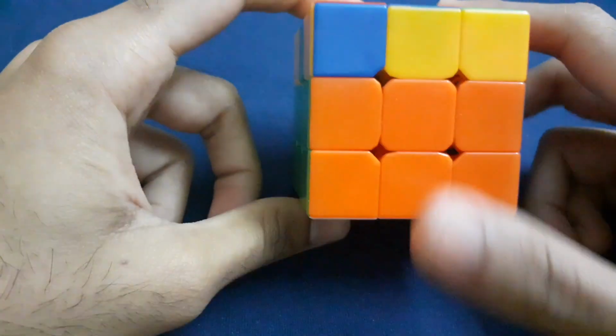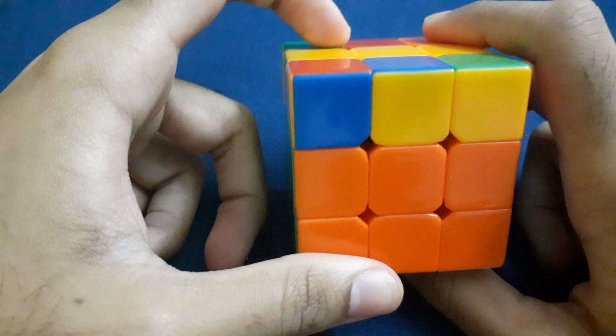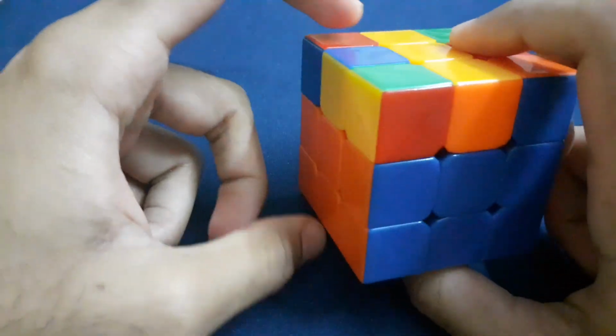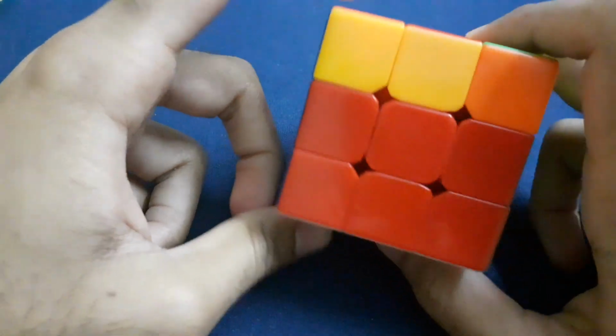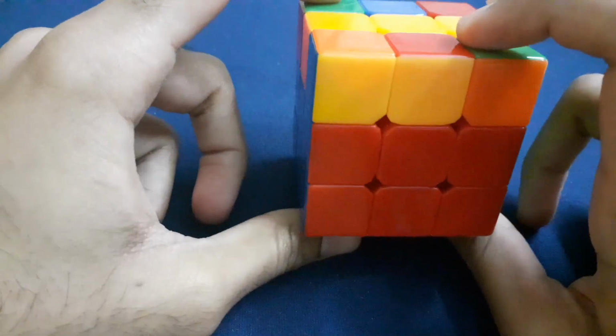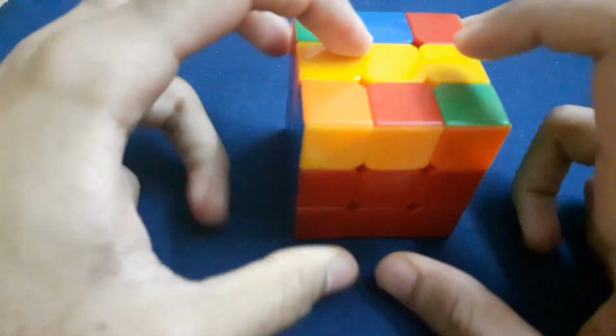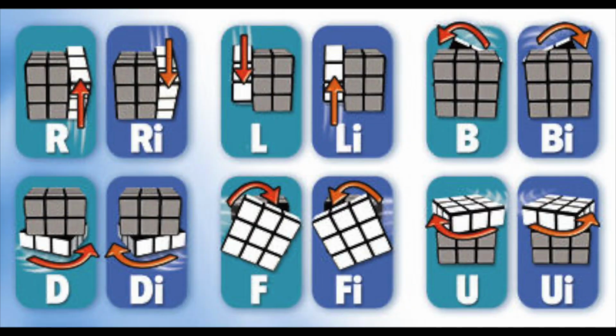Personally, I prefer just solving the cube. So I try to keep the memorization aspect to a minimum. So let's get started. Here are some of the notations that will be used. Front, front inverted. Right, right inverted. Left, left inverted. Then you have back, back inverted. Then you have up, up inverted. And you have down and down inverted.